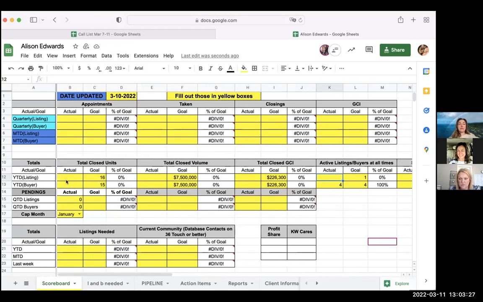How many closings have you had so far? 2. Listings or buyers? Buyers. What was the volume? I think one was 218 and one was 306. Okay, 218 plus 306. So that's 524. And what was your GCI?